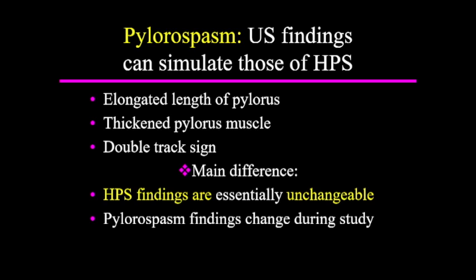Pylorospasm is something one should know about. Sometimes you can see an abnormal pylorus that looks thick and it looks elongated, but it doesn't last for the entire exam. It doesn't last for a long time. If you see a changeable pylorus, then statistically it's just pylorospasm. The child will not need to be treated. If I see it before 6 weeks, I will ask for close clinical follow-up and ask them if they need another ultrasound to follow it.